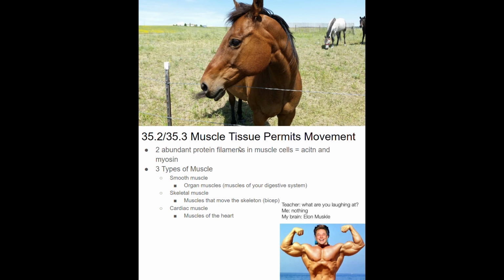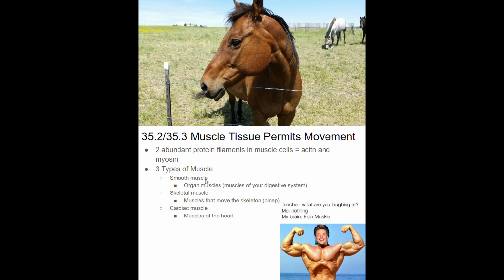Now we have this actin and myosin. All you need to know is that they're super abundant in muscle cells. They're super common in muscle cells, and they're just protein filaments, okay? They're just in there. They're called actin and myosin. I don't expect you to know the difference. Just know kind of at least what category they fall into, okay? There are three types of muscle, okay?